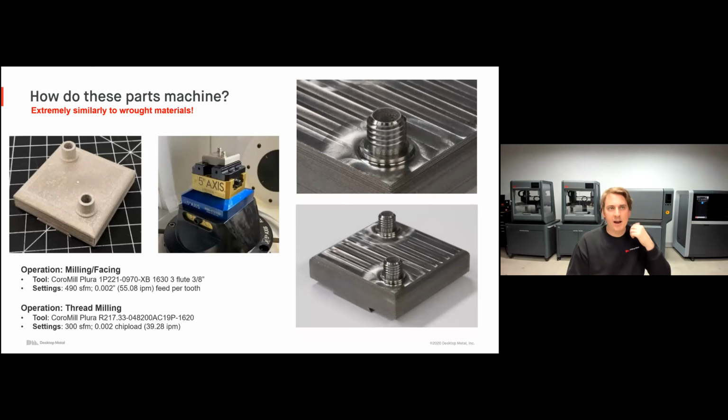Lastly, we're going to look at how these parts machine. I know a few times today I've mentioned you may need to touch up critical dimensions on the machine. And one thing to note is that these materials machine extremely similar to your raw material. You can see a couple different operations that were done to this part here, a facing and a thread milling. And you can see the different tools and mill settings that were used, but it's very, very similar to your raw material. And our 17.4 PH printed is going to machine very similar to the raw 17.4 PH that you're buying from your material supplier.